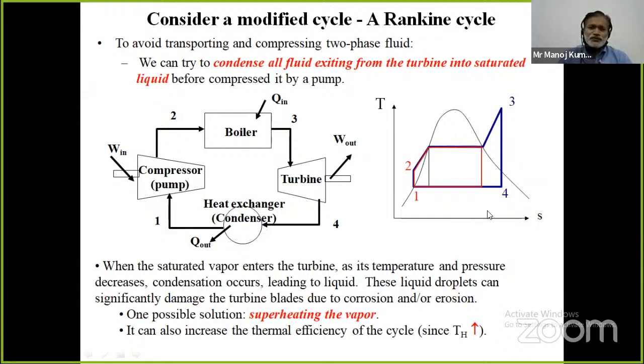Okay. So this is the simple Rankine cycle, but this Rankine cycle will have lower efficiency. Therefore there are certain methods by which we can improve its efficiency. How can its efficiency be improved? Let us see.